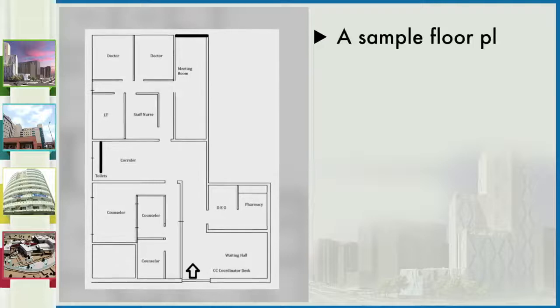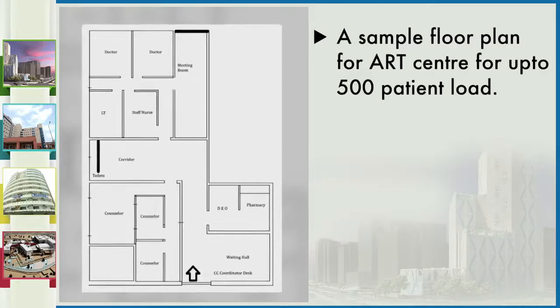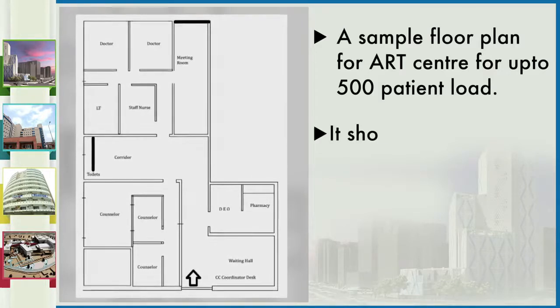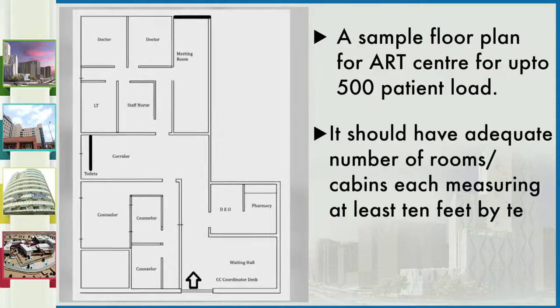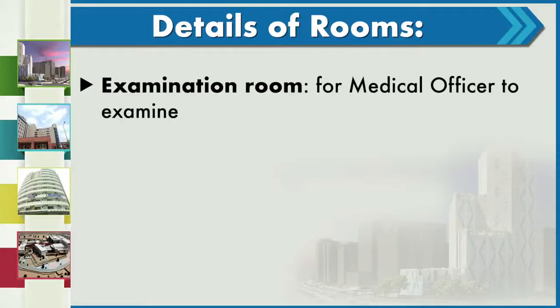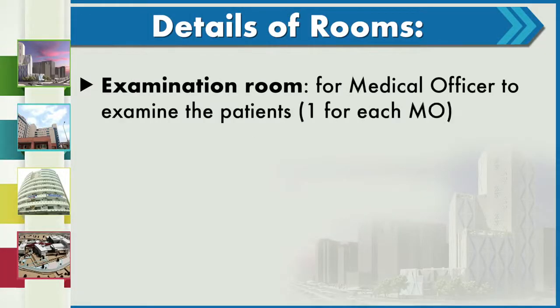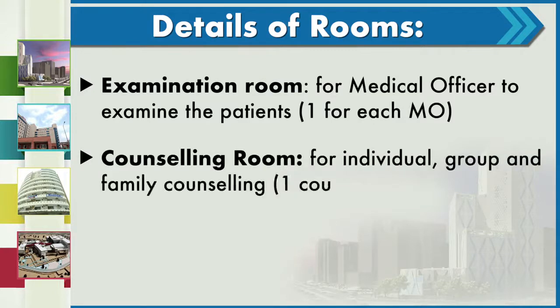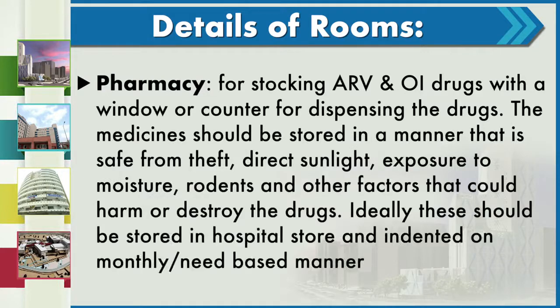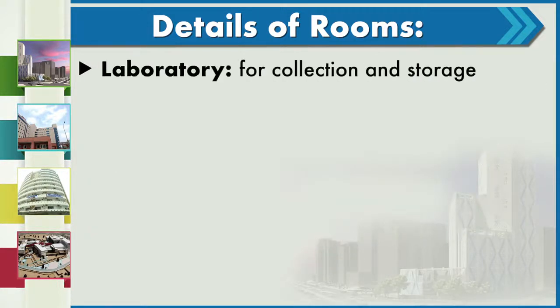Now, you'll be shown the sample floor plan, and it will also be given in the reference material that will be provided. But each room in the ART center should be at least 10 feet by 10 feet. Now, we look at what other rooms are required in the ART center. We need an examination room, a counseling room, a pharmacy, a laboratory.